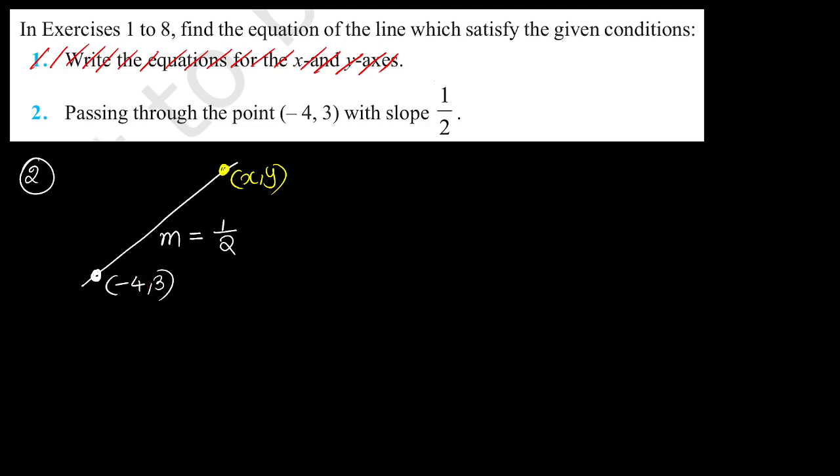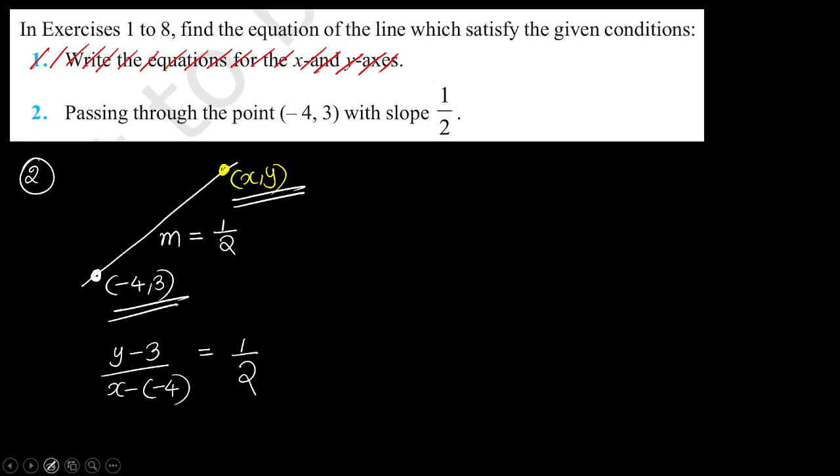So slope is what? This one and this one. y2 minus y1 by x2 minus x1. If the 2 points are available, this is the way we find the slope of a line. y2 minus y1 by x2 minus x1. This is the slope of a line and it is given as 1 by 2.